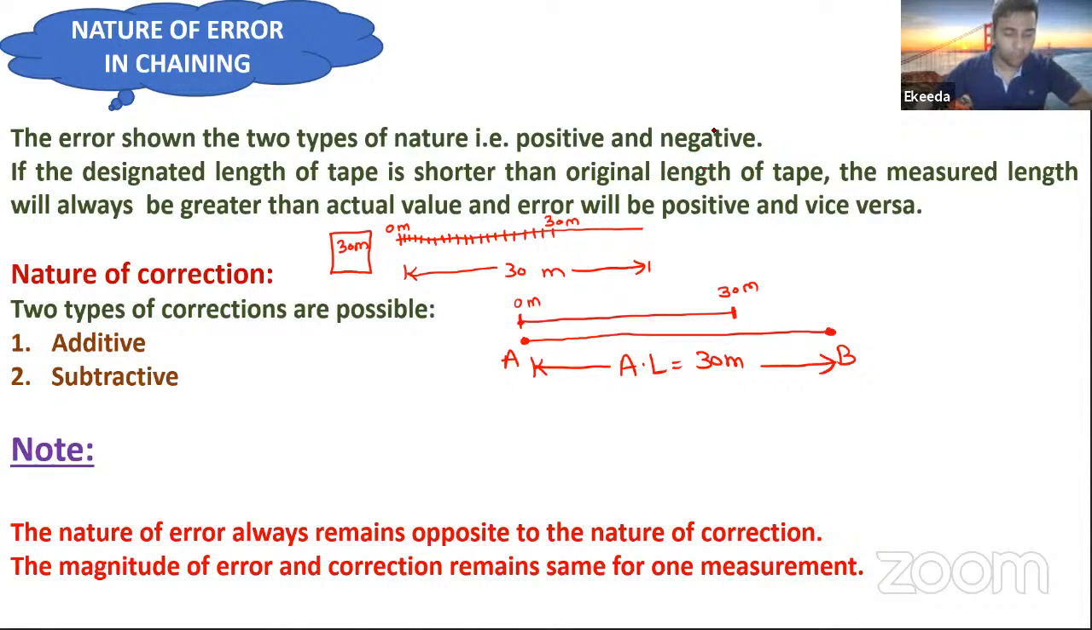Okay. Now, if it will measure up to this point, that is 30 meter, now this remaining distance needs to be measured again. Now we will measure this distance also with the help of this tape, and suppose that this distance comes out as 2 meter. So what will be the total length of AB according to this tape? It will be equal to 32 meter. Is it or not?